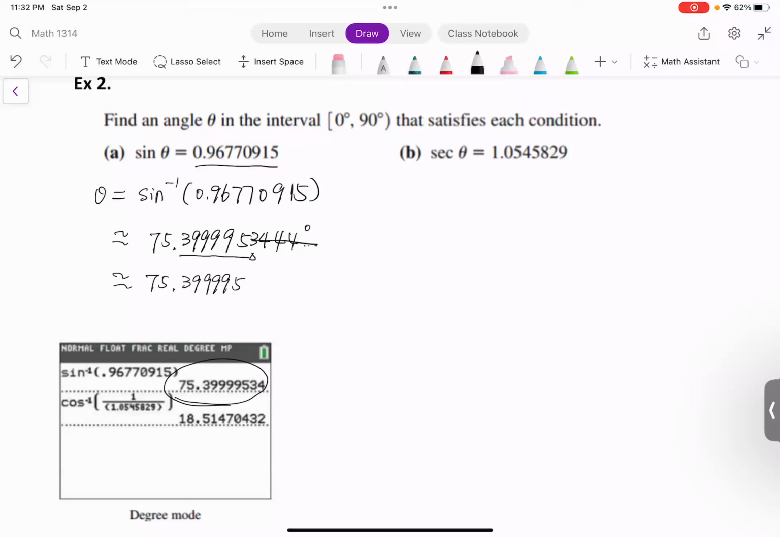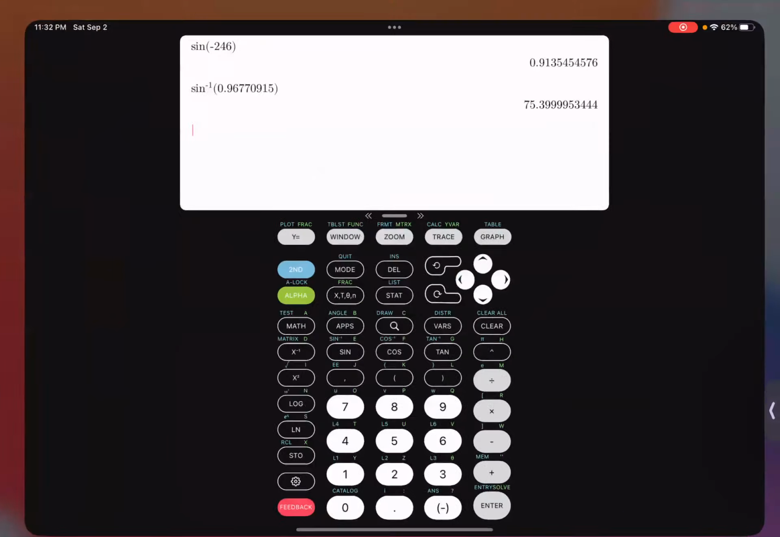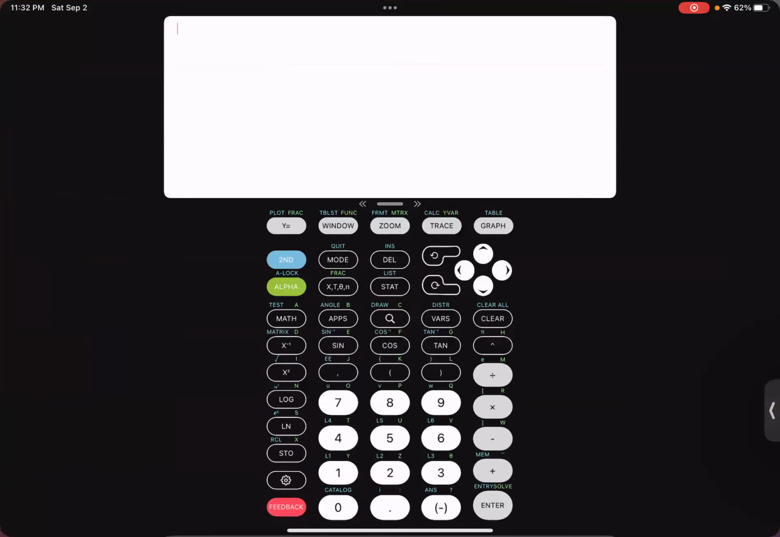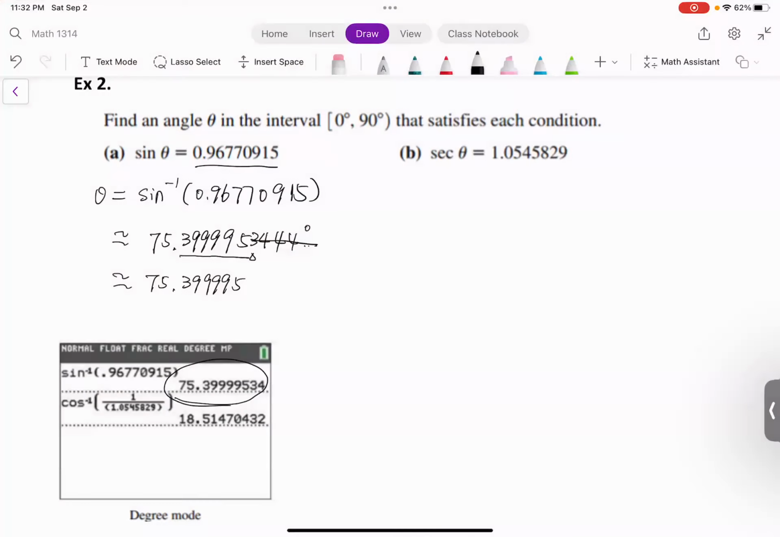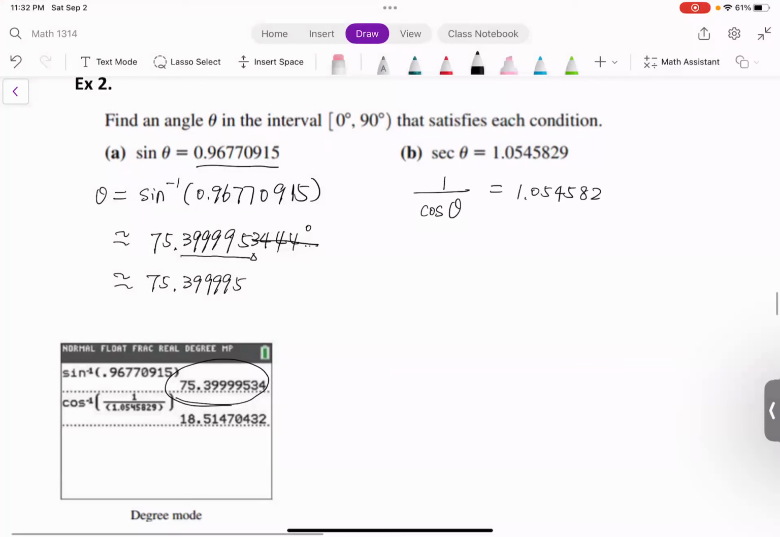How about another one? Secant theta. Do we have a secant button on our calculator? No, we do not. So how to find secant? I know that the reciprocal of secant is cosine theta. So secant equals 1 over cosine theta. That is 1.05455829. So let's flip the left side and the right side at the same time.